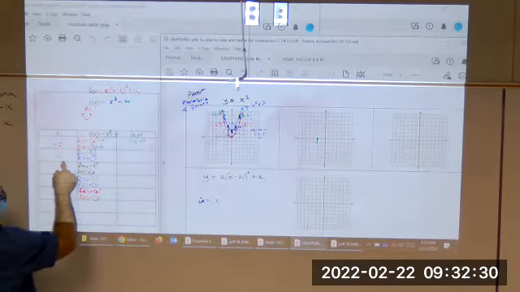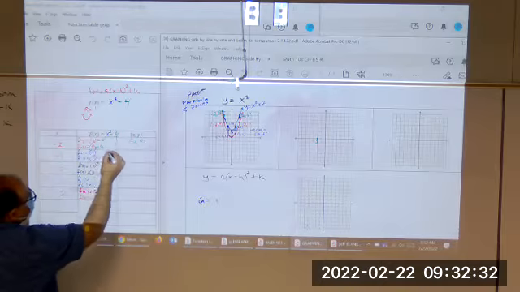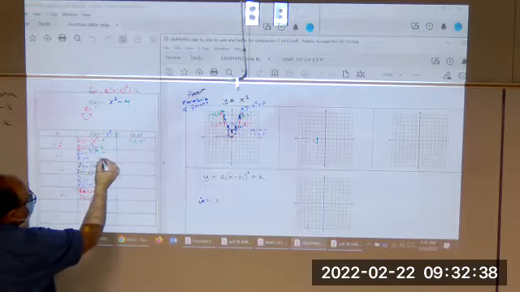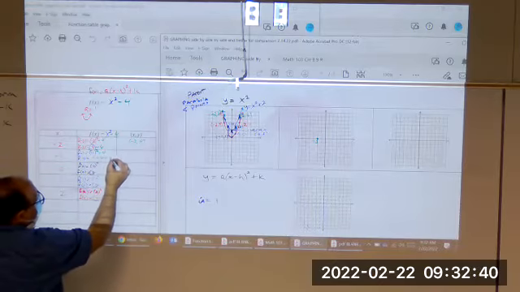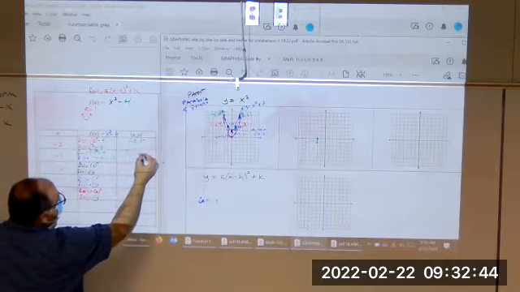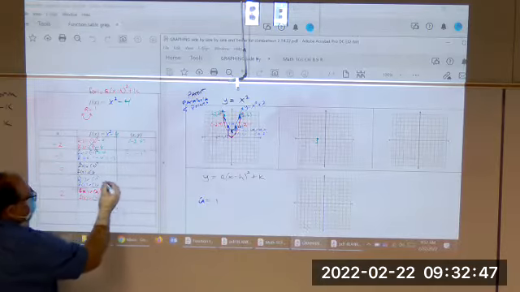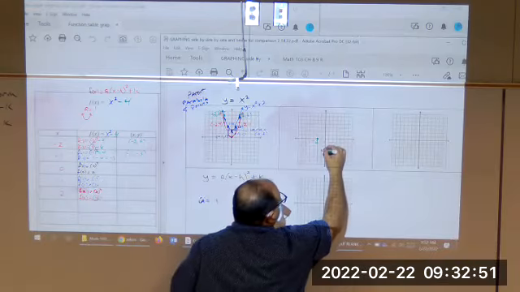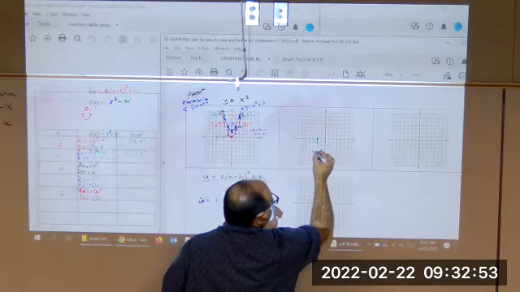When you plug in negative 1, that's negative 1 squared minus 4. That gives me positive 1 minus 4, which is negative 3. So when negative 1 goes in, we get negative 3. We're down here at negative 3.